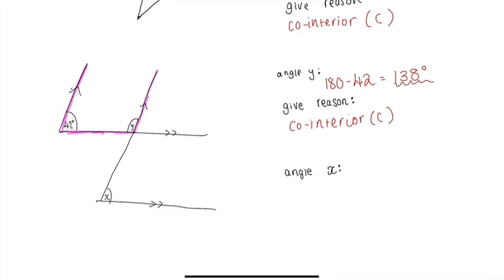This is a little bit trickier, but we have already established that y is 138. Now we want to find out what x is, so let's have a look. If I highlight the lines that trap angle x, and let's have a think, I could make a C shape like that. I could make an F shape like that, or I could make a Z shape.